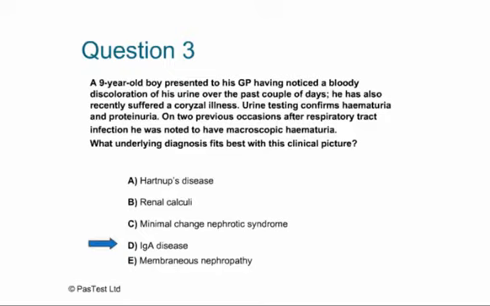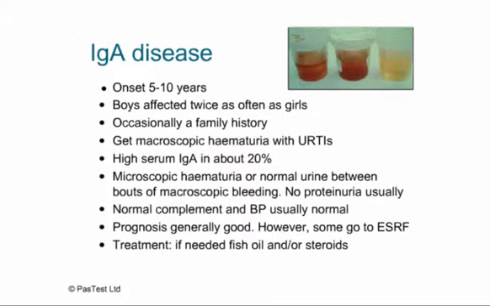That leads us on nicely to talk about IgA disease. This is quite a common glomerulonephritis and one that you may see in clinical practice. The onset of the condition is between 5 and 10 years, and boys are affected twice as often as girls. Occasionally, there's a family history. Classic features are macroscopic hematuria with upper respiratory tract infections, and occasionally there's pain associated with the macroscopic hematuria. It's a recurrent disease, and every time you experience an upper respiratory tract infection, there's usually a degree of blood in the urine. The interval between upper respiratory tract infection and bleeding is very short, a matter of a few hours, which contrasts to post-streptococcal glomerulonephritis, where there are many days.